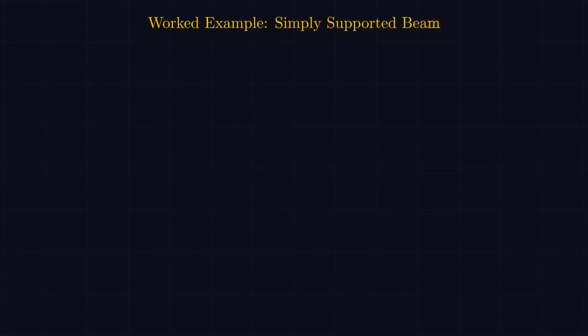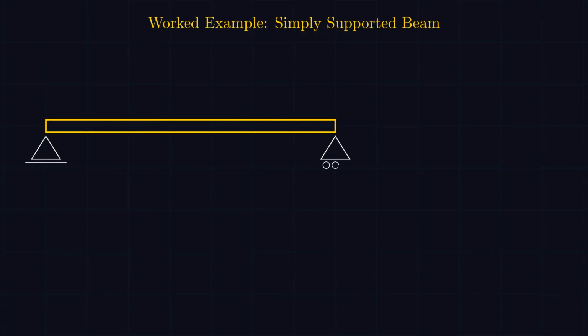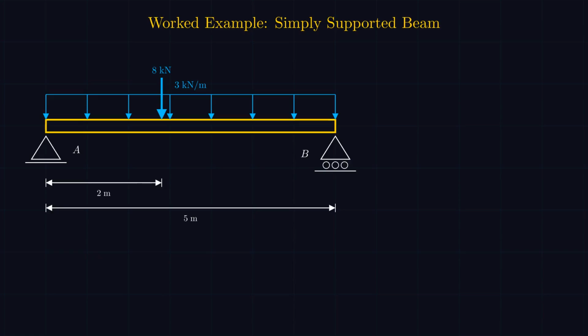A beam is 5 meters long with a pin at A on the left and a roller at B on the right. An 8 kilonewton point load acts downward at 2 meters from A, and a uniform distributed load of 3 kilonewtons per meter covers the full span. Step 1. Replace the distributed load with a single equivalent force. 3 kilonewtons per meter times 5 meters gives 15 kilonewtons acting at the midpoint, 2.5 meters from A.